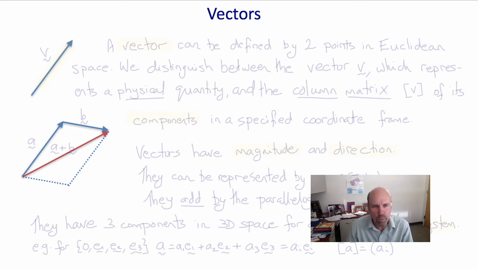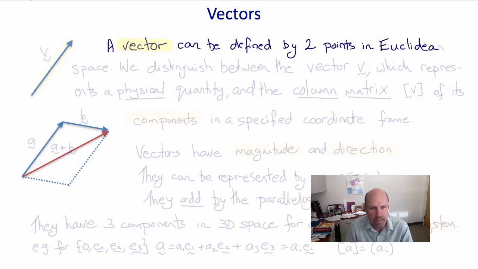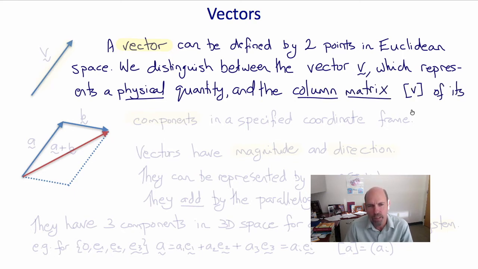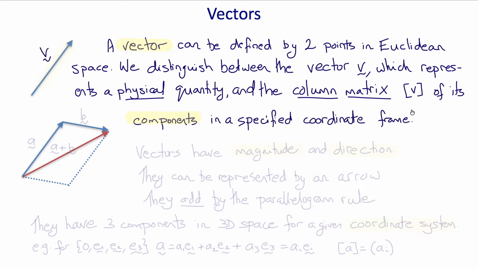Welcome back. Today we'll briefly review vectors and some of their important properties. A vector can be defined by 2 points in Euclidean space. We distinguish between the vector v, which represents a physical quantity, and the column matrix v of its components in a specific coordinate frame of reference. A vector, such as this one, has magnitude and direction and can be represented by an arrow.